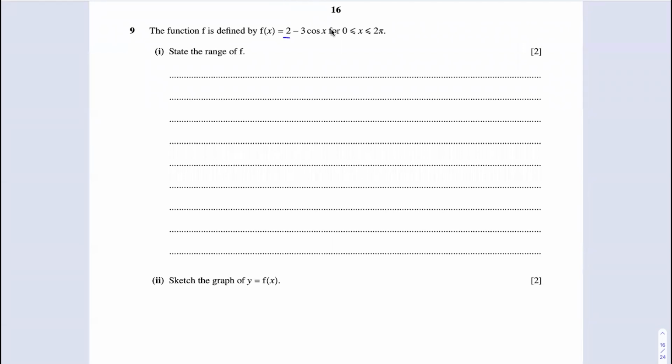Question 9, we have a function f which is 2 minus 3 cos x. In part 1, we have to state the range of f. Now, in a trigonometric function, f of x is equal to a plus b cos of x, the maximum value is given by a plus b and the minimum value is given by a minus b.